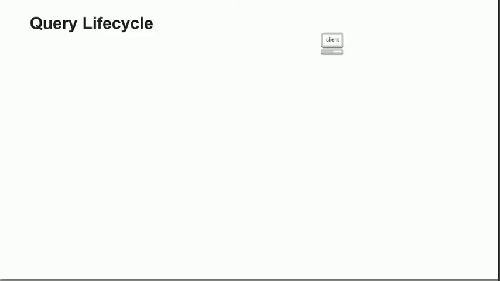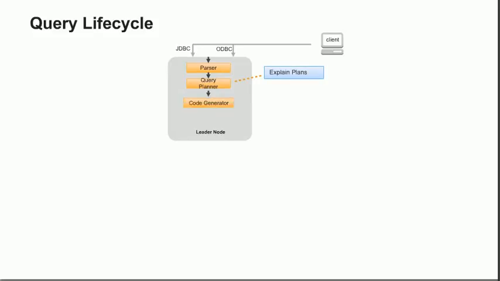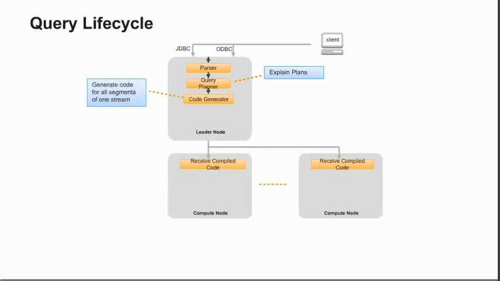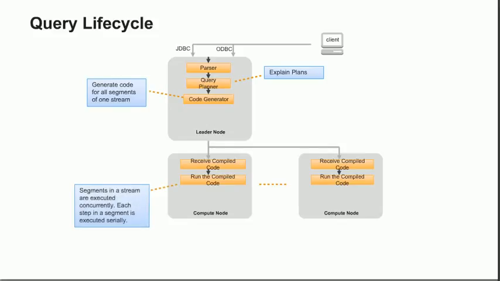To illustrate all of this, imagine you come along with some client and you issue some query with your favorite driver, JDBC, ODBC, or whatever you're connected with, and you connect to the leader node. The leader node is going to parse that query. You're going to get some query plans, the explain plans, and we're going to figure out the best one. You're going to hit the code generator, which is going to generate some code and send it all down to the compute nodes. The compute nodes are then going to execute this query, going through all of the segments and all the steps in the segment, and then send up the results once this stream is complete.